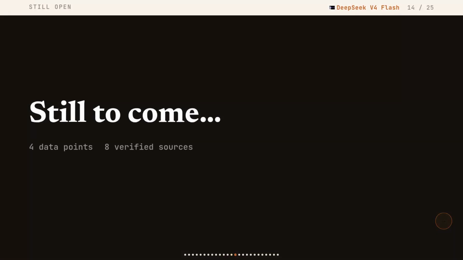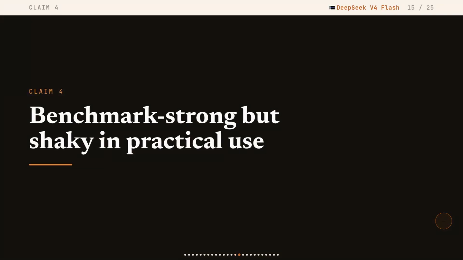So far, the score is mixed, and the 2 claims still ahead are the ones that decide whether DeepSeek V4 Flash holds up when you actually put it to work. The practical consistency charge is up next, and that's where the gap between benchmark charts and day-to-day reliability either closes or blows wide open. Claim 4: DeepSeek V4 Flash is benchmark strong, but shaky in practical use.